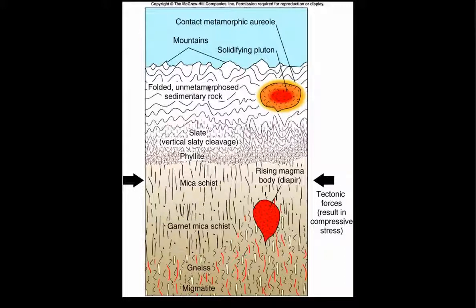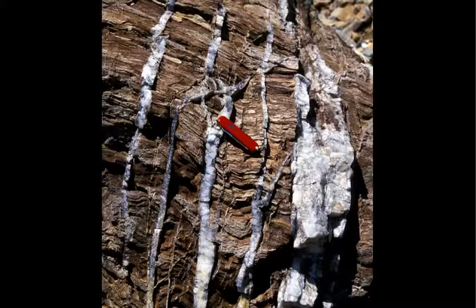Now you can get sedimentary rocks that are folded. Just because they're folded doesn't mean they're metamorphosed. Remember I was talking about water escaping into rocks a while ago and taking minerals with it? Here are little plumes of quartzite.